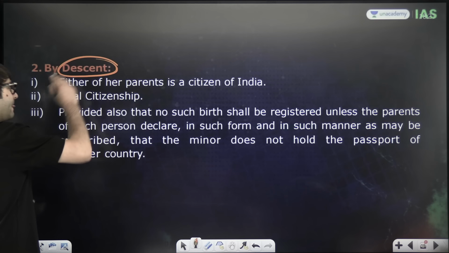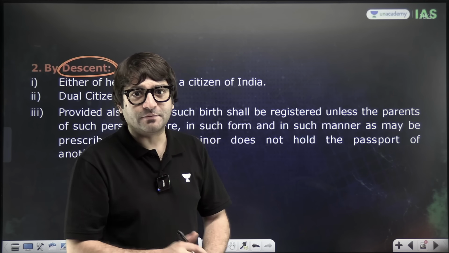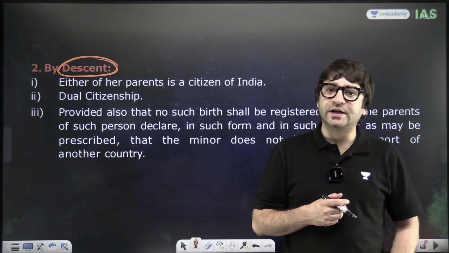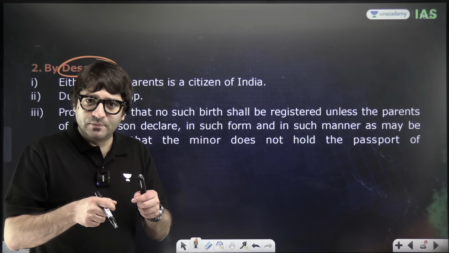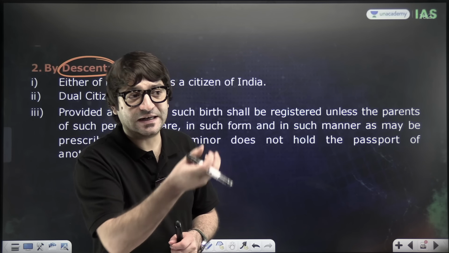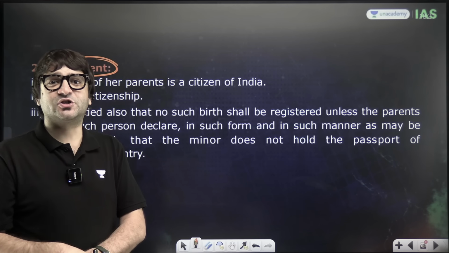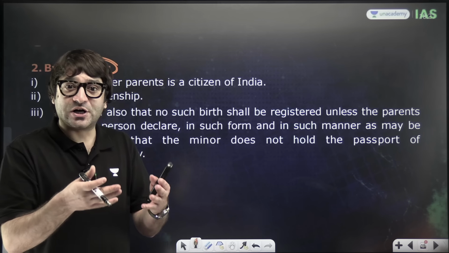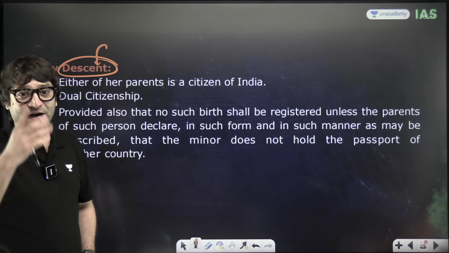Second is by descent. You are not born in India. You are born to Indian parents outside India. For example, tomorrow, by qualifying this exam, what if you're posted in United States and then a child is born? Will this child become an Indian citizen? Yes. How? You have to register the birth of this child at an Indian embassy or a consulate in United States within 1 year of the birth of this child. And then this child will become an Indian. Not by birth, because the child is not born in India, but by descent, because the parents are Indians, or one parent is an Indian.